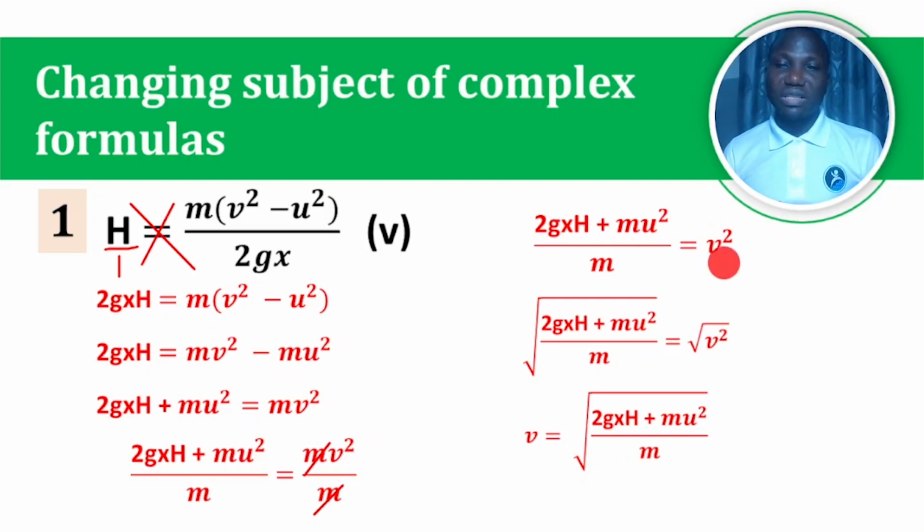Now, we're almost getting there. Our v is not yet a subject because of this power of 2 on the v. So how do we eliminate this 2? Very good. The inverse operation of power is root. So we take square root of both sides: the square root of v squared and the square root of 2gxh plus mu squared over m. The square root of v squared cancels the square, so you'll be left with v equal to square root of 2gxh plus mu squared over m. Boom! And that gives us v as our subject.